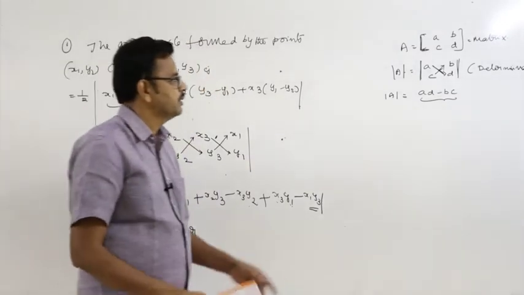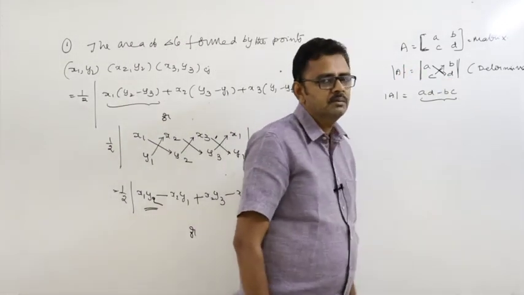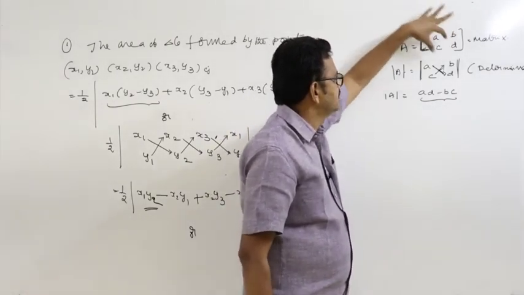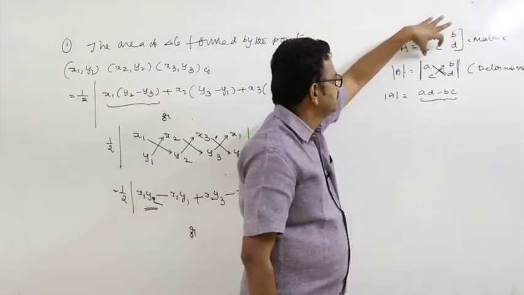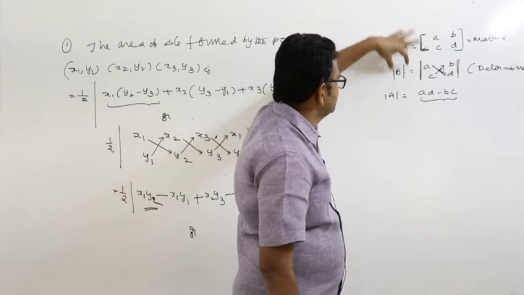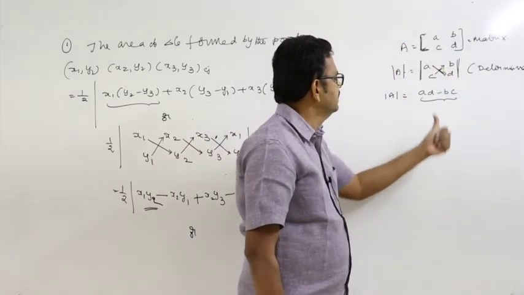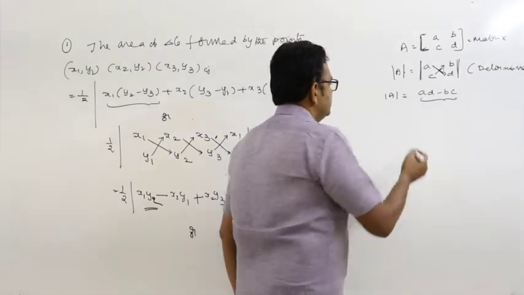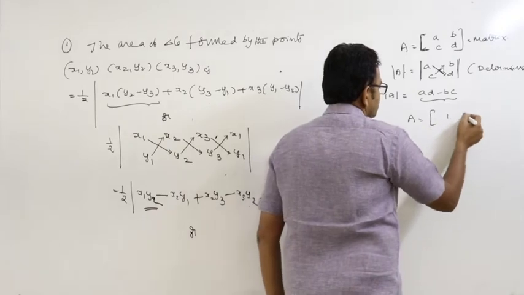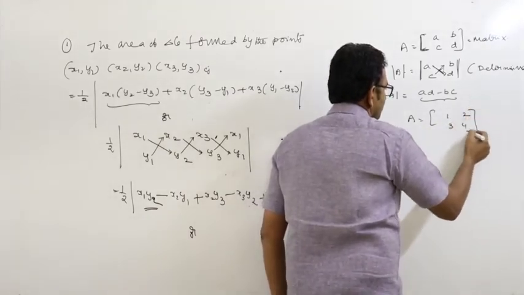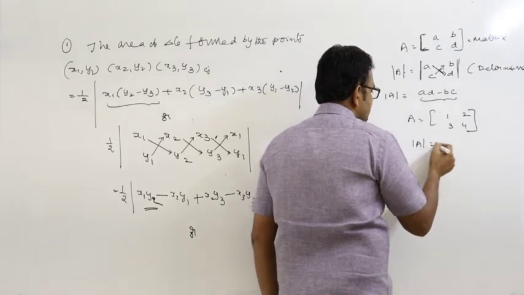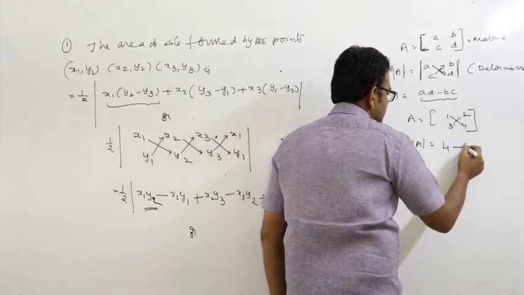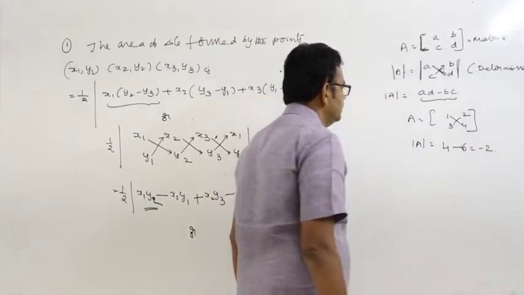So the product of these two minus product of these two, that is the determinant of the matrix A equal to A, B, C, D. Determinant means you put straight lines. AD minus BC is called determinant of the matrix. If A is equal to 1, 2, 3, 4, then what is the determinant? AD, product of these two, 1 into 4 minus these two, that equals minus 2. That is called determinant.